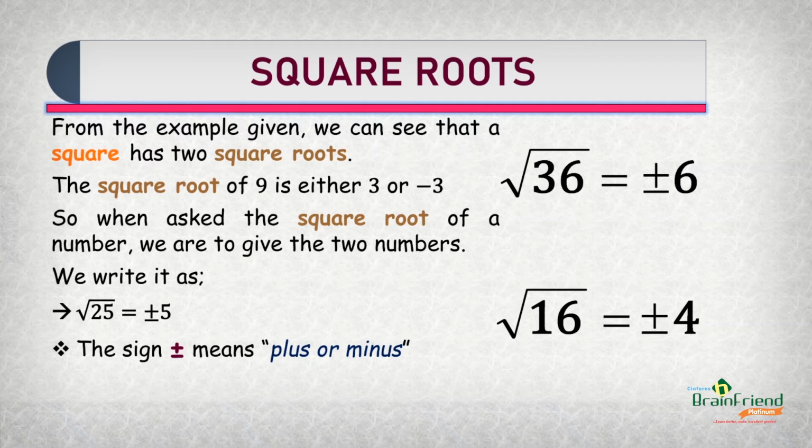Now, if you look at the example given in the previous slide, you will see that a square has 2 square roots. The square root of 9 is either 3 or minus 3. So when we are asked for the square root of a number, we have to give the two numbers. So the square root of 9 will be plus or minus 3. Or we can look at this example that the square root of 25 is plus or minus 5. This is the sign we use to represent plus or minus. So from these two examples, you can see that the square root of 36 is plus or minus 6. The square root of 16 is plus or minus 4.